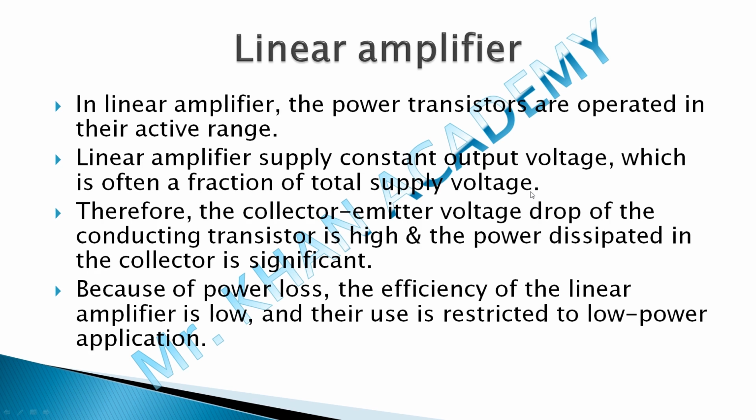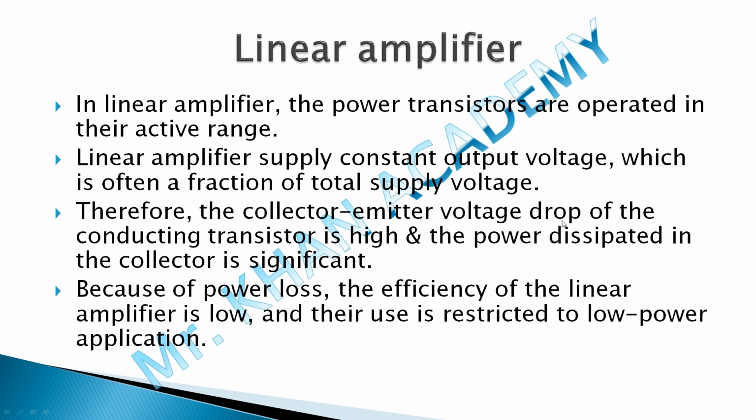Suppose I'm supplying 50 volts, 50 watts of power, but at the end the motor requires only 20 volts. Then continuously through the linear amplifier I'm supplying only 20 watts instead of 50 watts, irrespective of input. Therefore the collector emitter voltage drop.